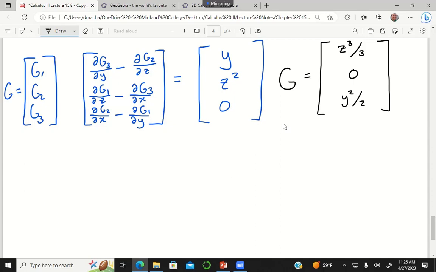I said this earlier, but there's infinitely many ways to choose a capital G such that the curl of G is y, z squared, 0. I normally try to make that G vector as simple as possible. There's lots of different ways you can do it, but this is the easiest way, I think. So basically, you just focus on the first part of the difference, like the G3 and then G1, G2. Yeah.